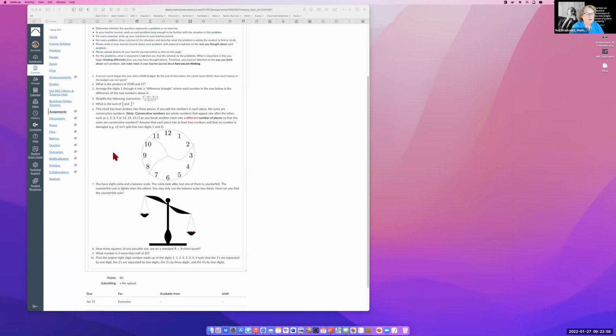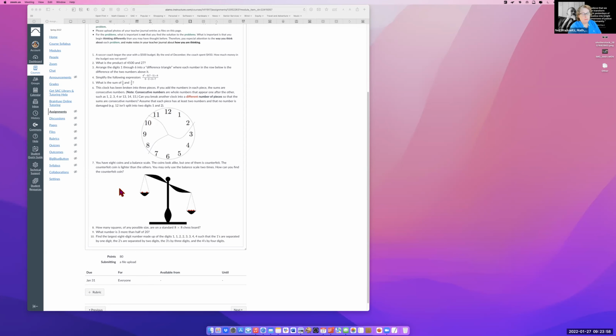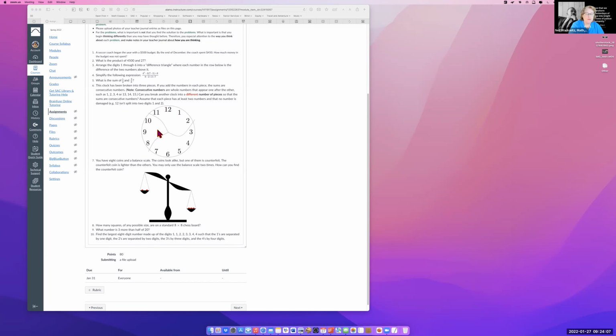So another one that's kind of challenging is the clock. One of the things that might not be obvious when you first read it is that here the clock is divided into 3 parts. And if you add up 8, 9, and 10, and 11, 12, 1, 2, and 3 through 7, you get consecutive integers, numbers that are one after the other. The question is, can you break it into a different number of pieces, maybe 4 or 2 or 5, so that also the sums are consecutive integers, numbers that are in order.